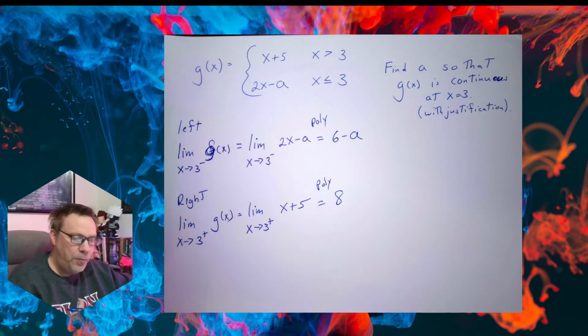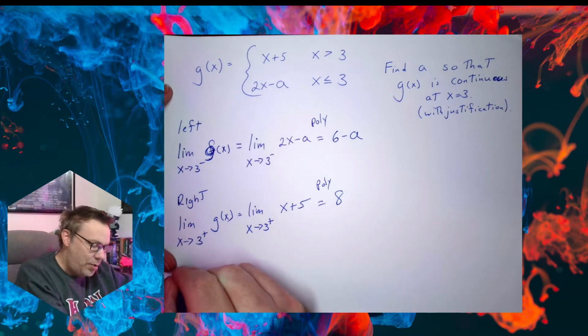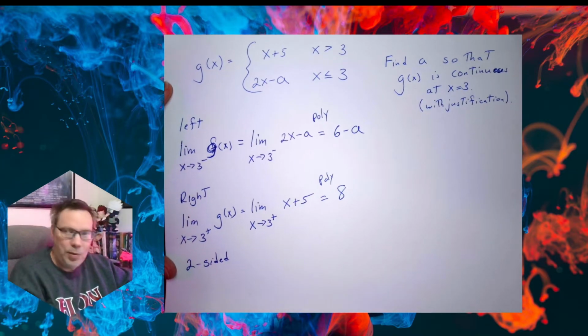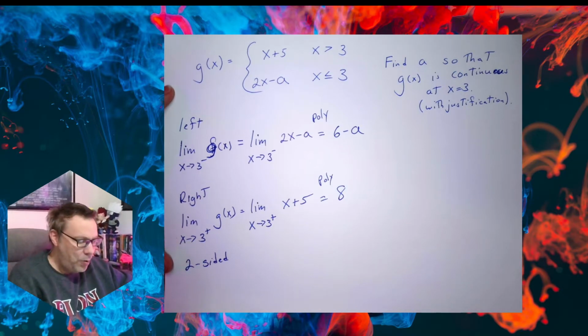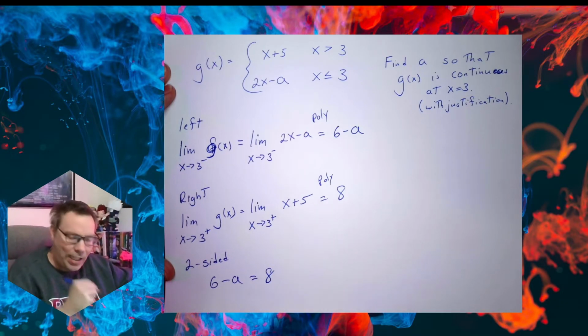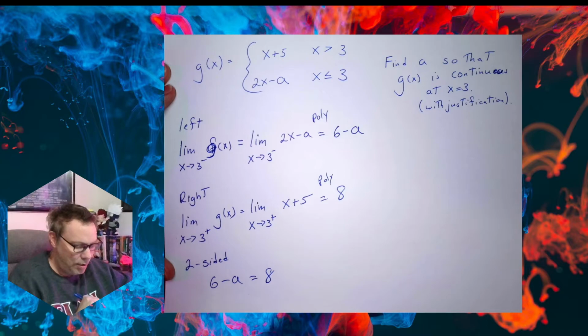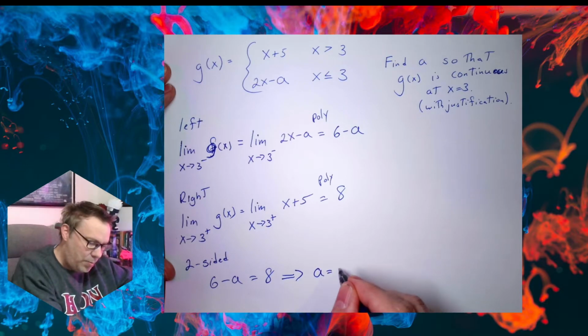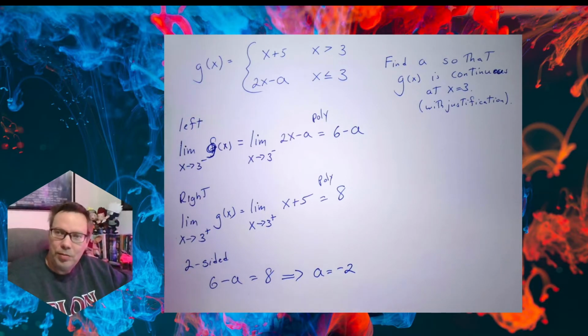So in order for g of x to be continuous, I need the limit to exist. So I need the two-sided limit here. Now the two-sided limit, when does a two-sided limit exist? When the left side is equal to the right side. So that says 6 minus a should be equal to 8 in order for this to work. So what does a have to be? Well, this tells me a is equal to -2.